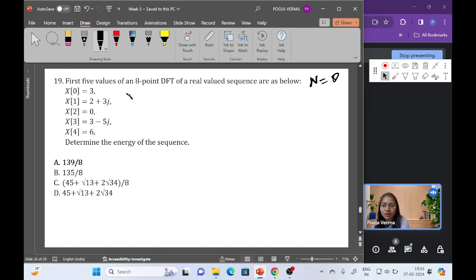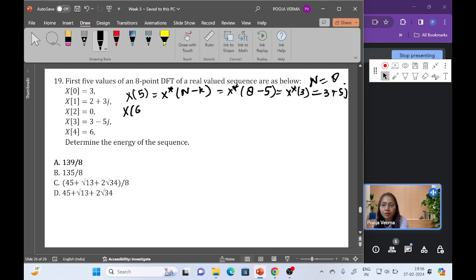3 values are left. So first we need to find x of 5. So x conjugate of n minus k. What will 8 minus 5 be? That will be x conjugate of 3. What is the value of x of 3? x of 3 is 3 minus 5j. So the conjugate of this is 3 plus 5j.